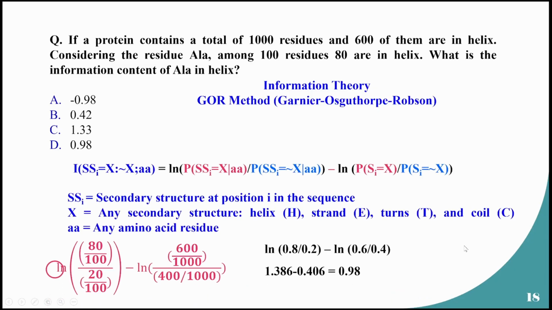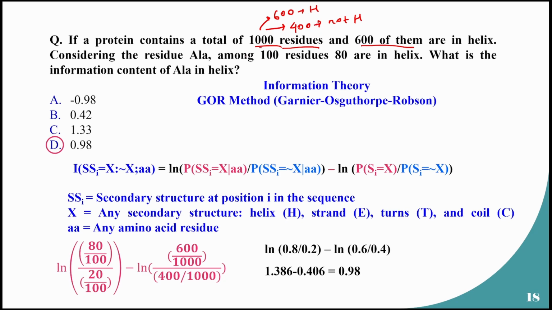The formula that this calculation uses: you have been given information for the overall amino acids in this protein. Out of 1,000 amino acid residues, 600 of them are in helix. So of these 1,000 residues, 600 will be H, and 400 will be not H. It could be any other thing, beta strands, turns, loops, and so on, but we are just interested in helix or not helix.